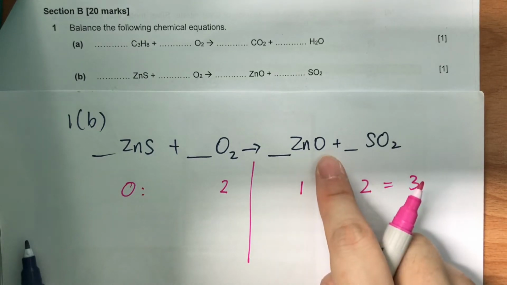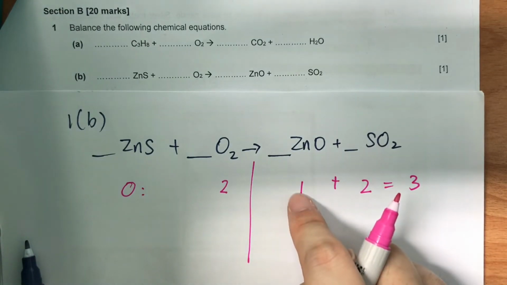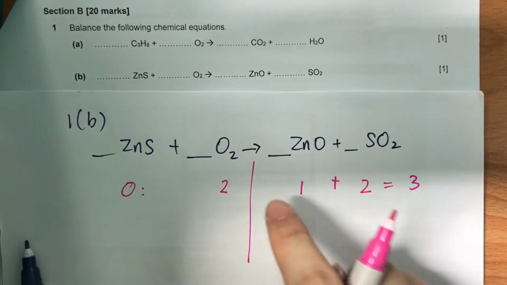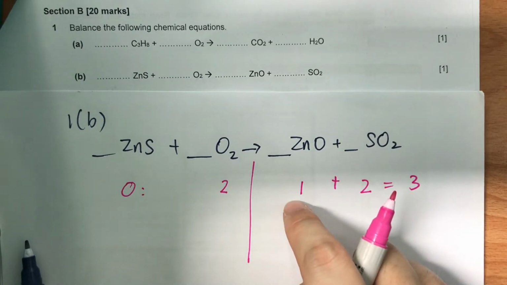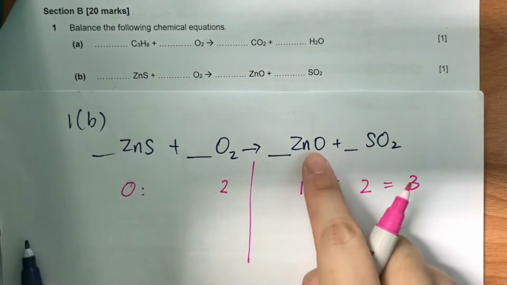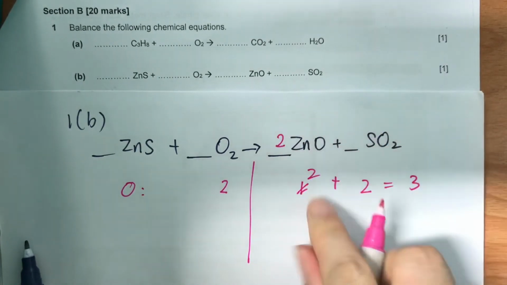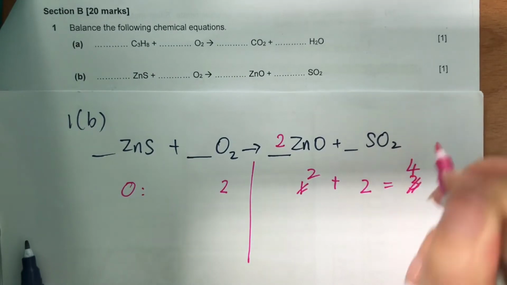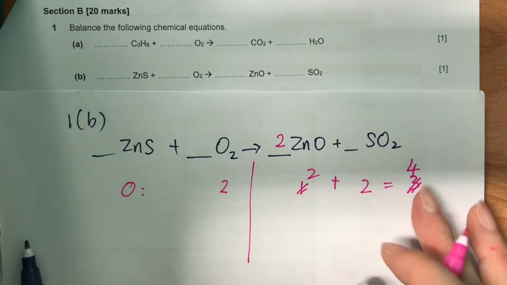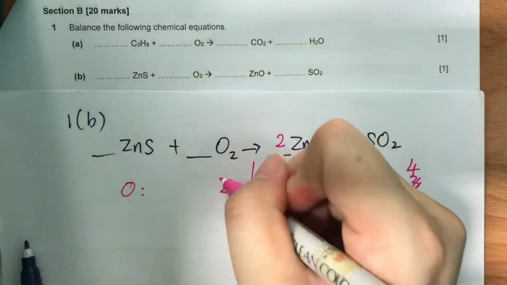Zinc oxide here is the one that causes the odd number, because if I put 1, it's going to be odd. An even number plus a 1 always gives an odd number. So I change this to an even number. I can put a 2. That changes the oxygen to 2 already, so this becomes 4. Now it's an even number, so I remove the odd number on this side. Then this is easier to balance, and it changes to 4 already, so I need to change this to 2.